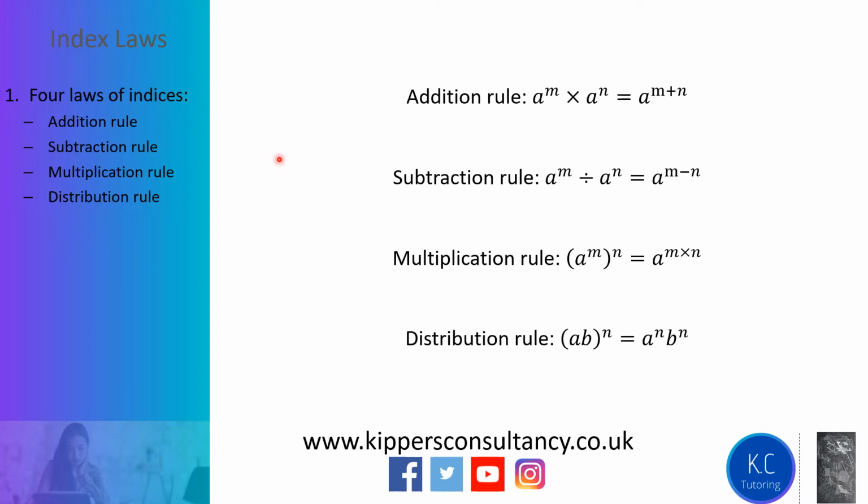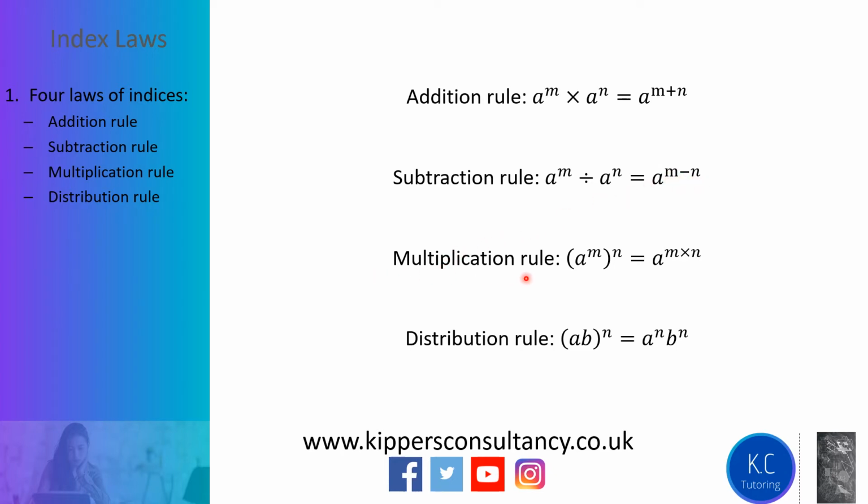There are 4 laws of indices that we need to know. The first rule is the addition rule, and this says that a to the power of m times a to the power of n is equal to a to the power of m plus n. You add the indices. The next rule is called the subtraction rule. You can see here that if I take a to the power of m and I divide it by a to the power of n, we take away the indices, so that becomes a to the power of m minus n.